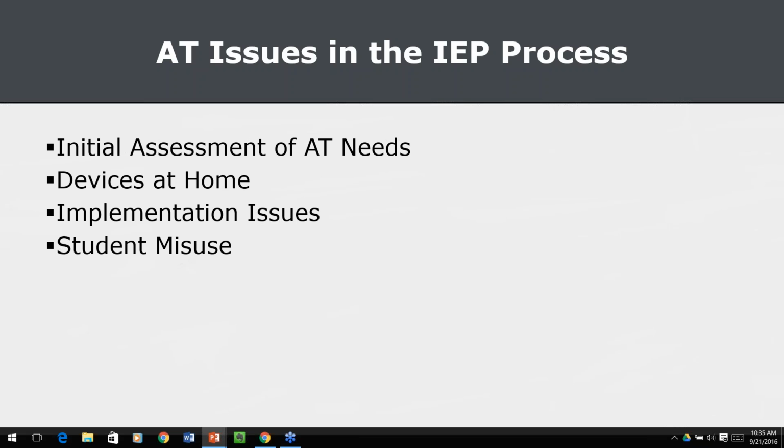Secondly, we're going to talk about the student taking the device at home and using it. Thirdly, I know that we like to pretend like teachers always implement everything that we draft into the IEP with fidelity, but they don't. And so we'll talk about some implementation issues. And then the last one is really fascinating to me because kids with disabilities are just like kids without disabilities in that they tend to misuse their technology, and we'll talk about some of the cases involving kiddos with disabilities who have misused the technology that the team has given them as necessary for them to receive educational benefit.